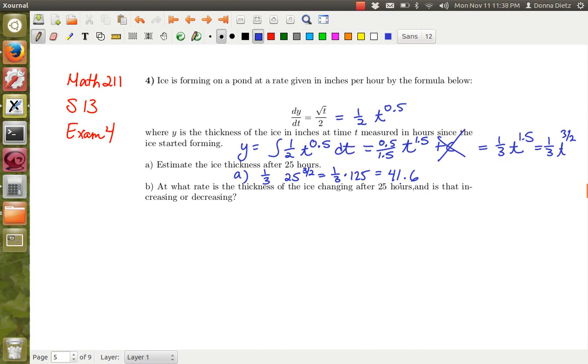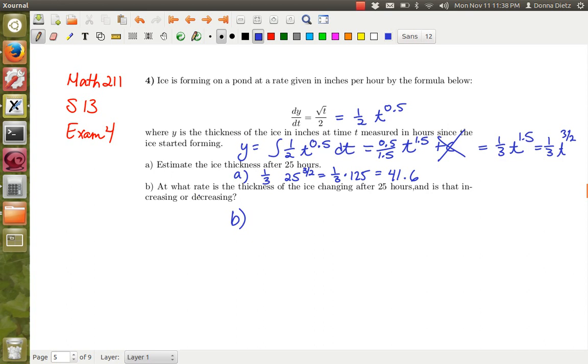And that was a different answer from the practice exam because on the practice exam I said, estimate the ice thickness after 16 hours. And this is a completely bogus question because the ice is not going to keep doing that for that length of time. That's just completely silly. But this is just an example of a silly word problem. That's all I can say.